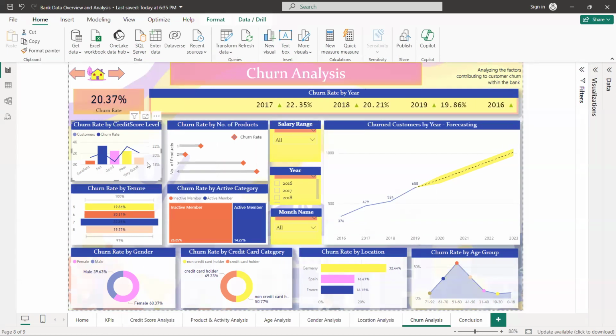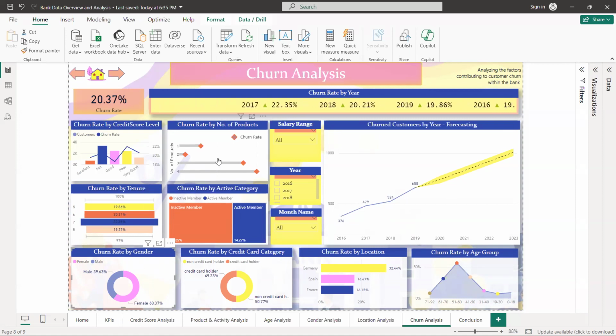Okay. Next is a funnel chart that shows the churn rate segmented by customer tenure in years. Customers with 7 years of tenure have the highest churn rate, as we can see here. Next comes a donut chart that shows the churn rate segmented by gender. Female customers are at a higher risk of leaving, indicating a potential gender-specific issue.